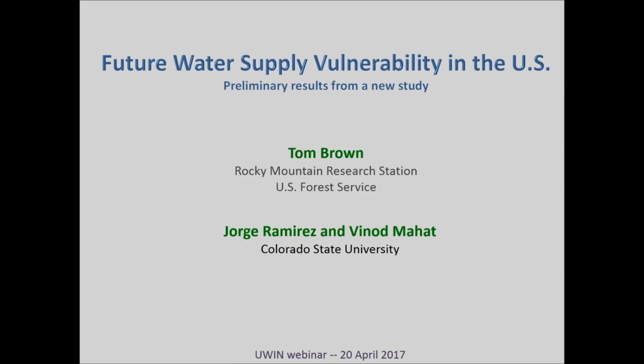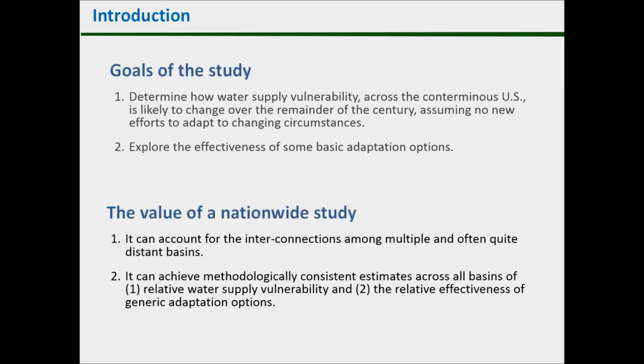This new version uses newer climate data, uses a different water yield model, more recent water use data. It models water supply and demand at a finer spatial scale for smaller watersheds, or I'll call them basins, than we used before. And we use a different water routing model. And so here we go. The goals of this study were to determine how water supply vulnerability across the conterminous U.S. is likely to change over the remainder of the century, assuming no new efforts to adapt to changing circumstances. And then secondly, to explore the effectiveness of some basic adaptation options.